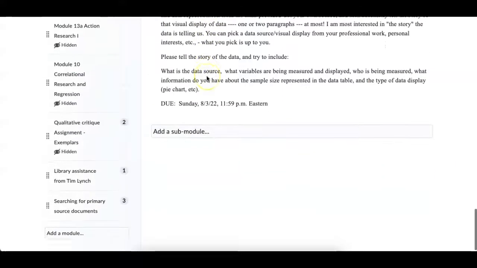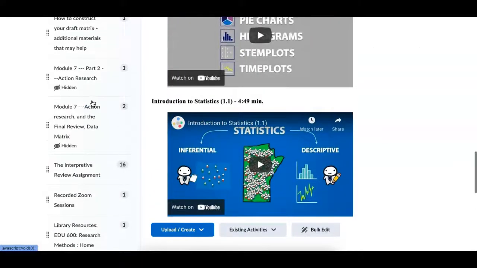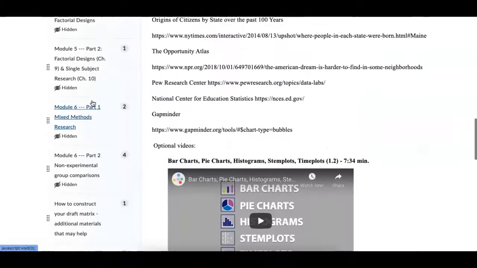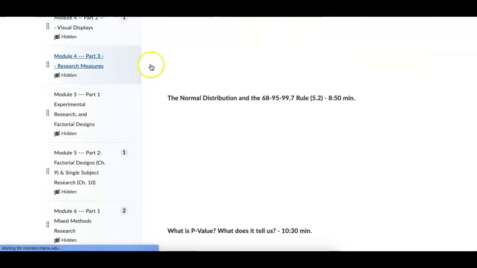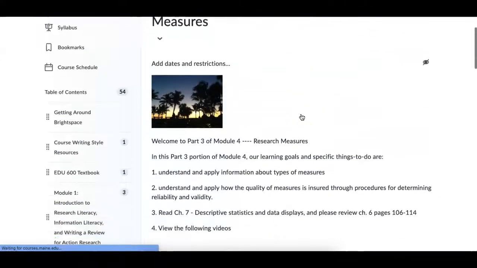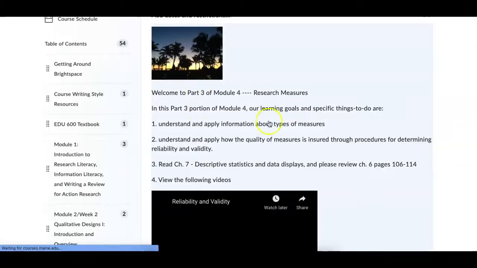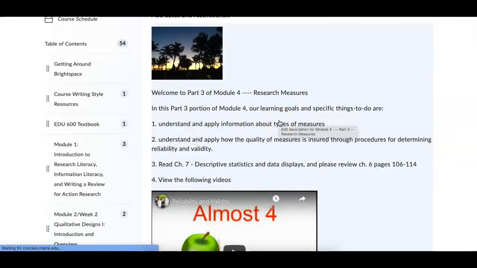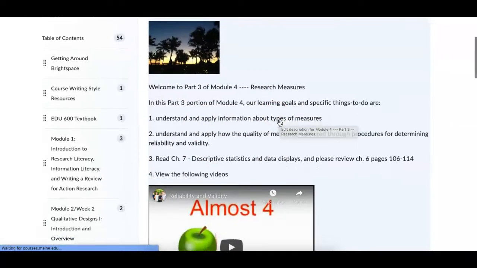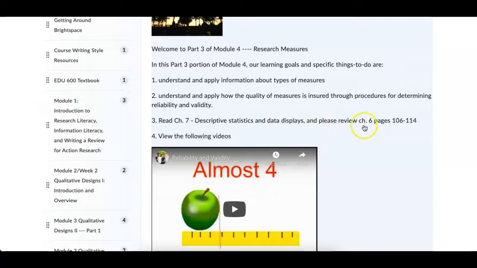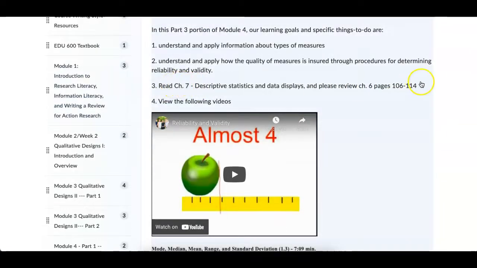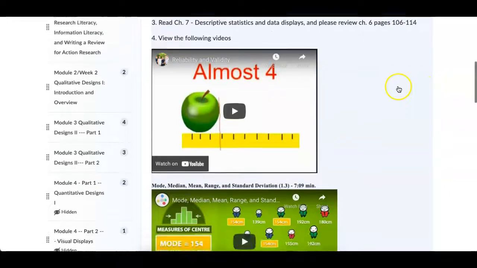Okay, so that's it. Let me quickly wrap up. There's a lot of information in here. We're going to go to Module 4, and Module 4 really is about understanding the type of measures that are used in quantitative research. Take a look at Chapter 7, Descriptive Statistics and Data Displays. In addition to 7, take a look at Chapter 6 in here.